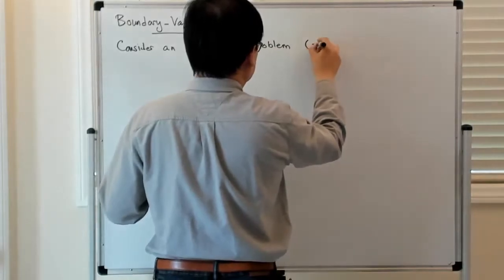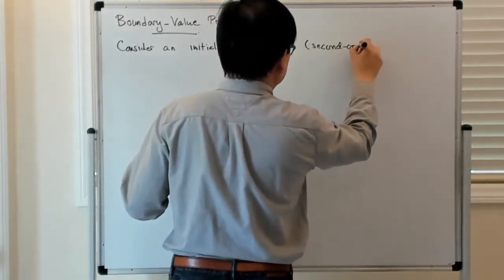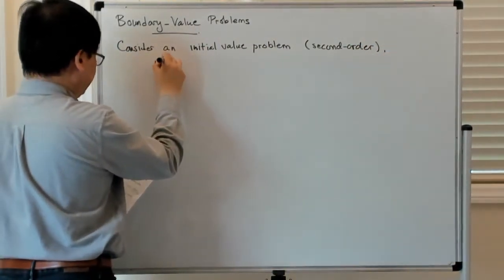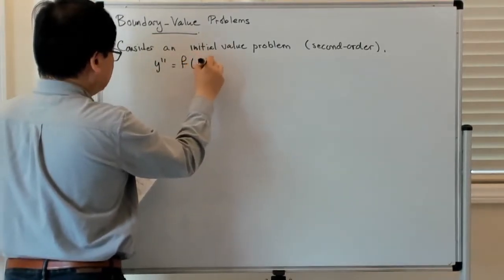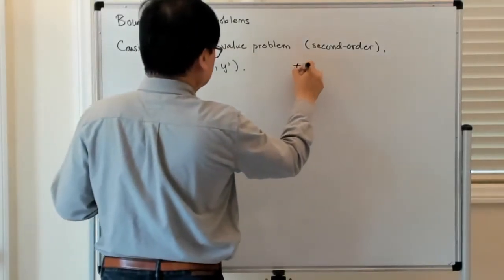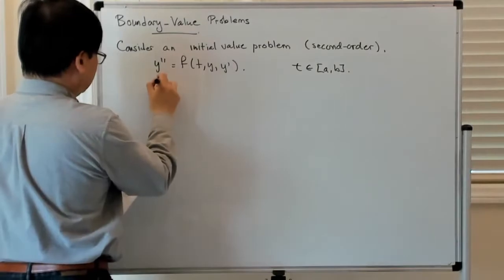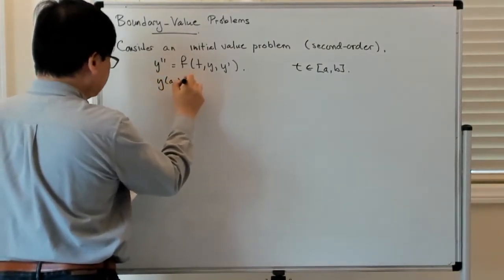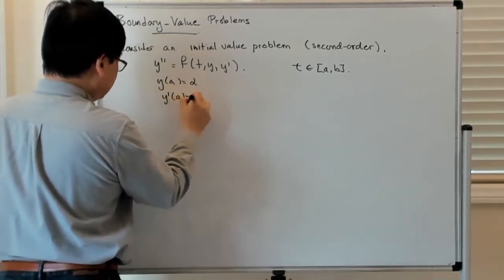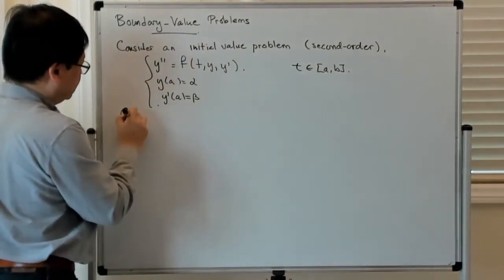And in particular, let's consider a second order differential equation. So we have y double prime is equal to f of t, y, and y prime, and t is in some interval from a to b, with initial conditions, y at a is equal to alpha, and y prime at a is equal to beta, for example.